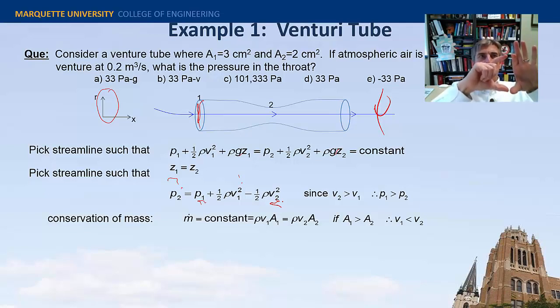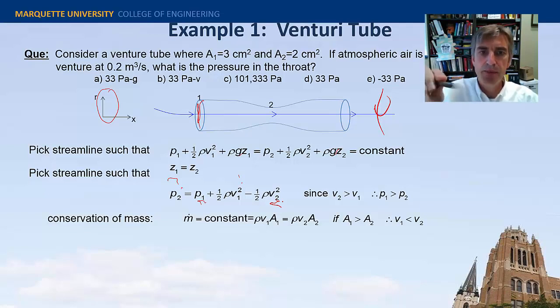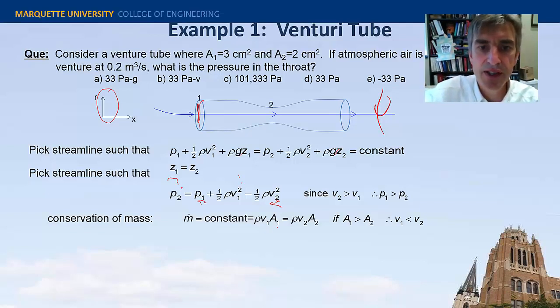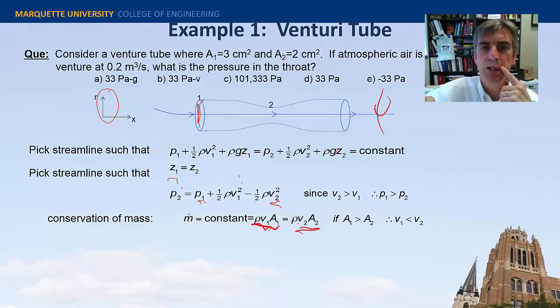If I know that the area at 1 is larger than the area at 2, then just through basic conservation of mass principles, I would imagine that the velocity at 1 is then smaller than the velocity at 2. If it necks down and the flow can't compress, then it must increase in velocity to keep the mass flux constant, right? So you can see that just with these simple terms here.